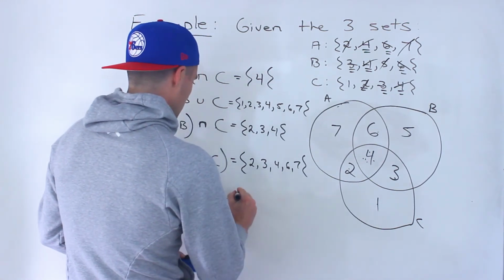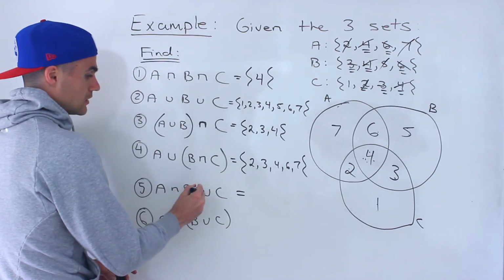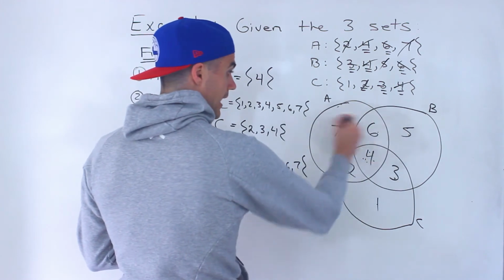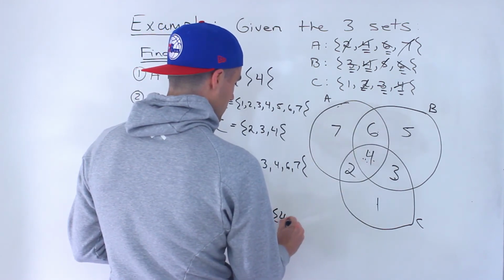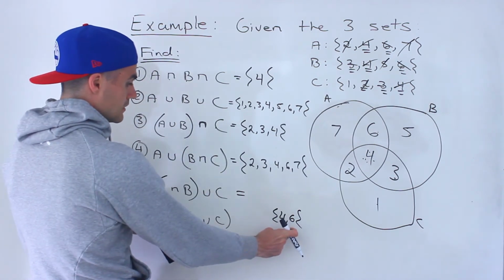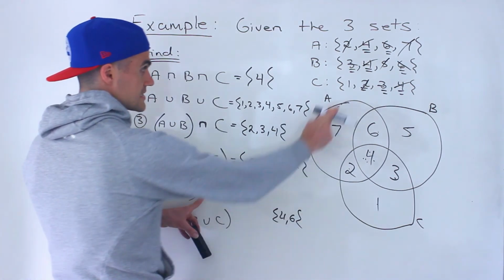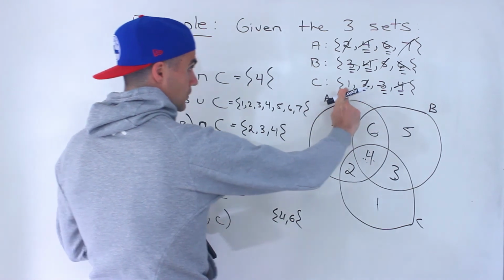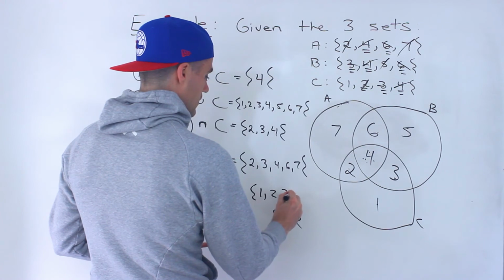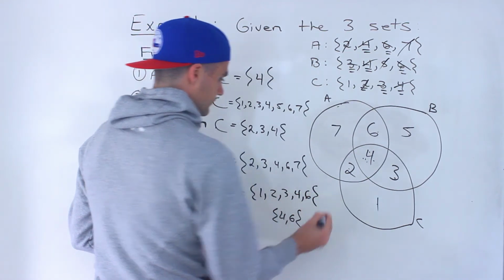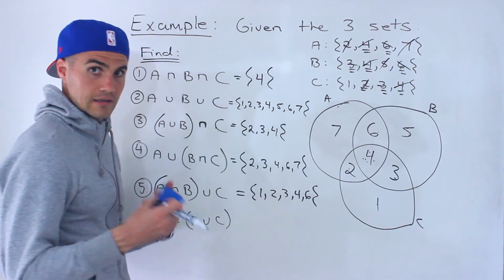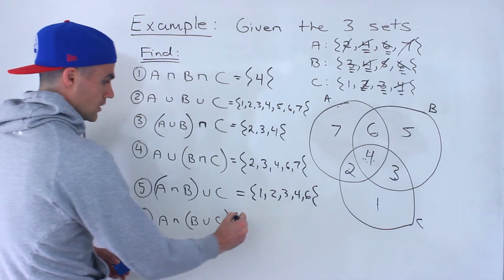And then over here we got A and B or C. So first we do A and B. A and B would be 4 and 6. And then we do this set or set C, the union. So we'll have 1, 2, 3, 4, and then 6. Like that. And then finally, the last set to do is this one.